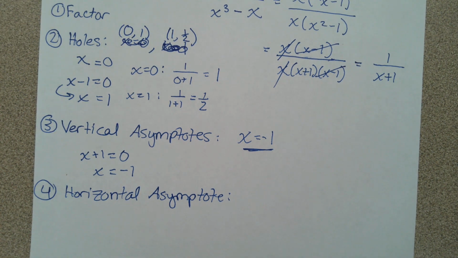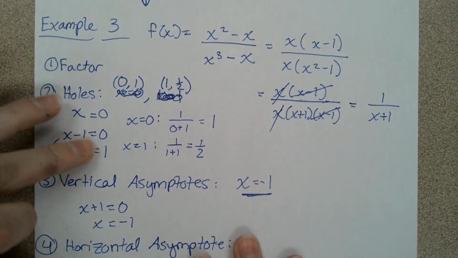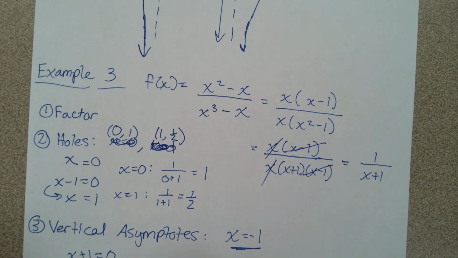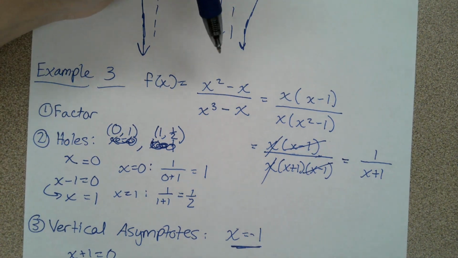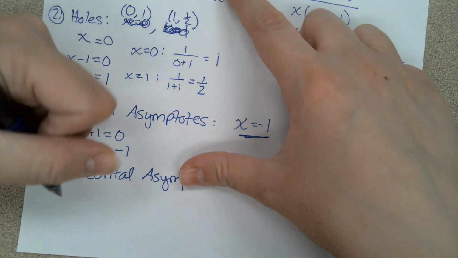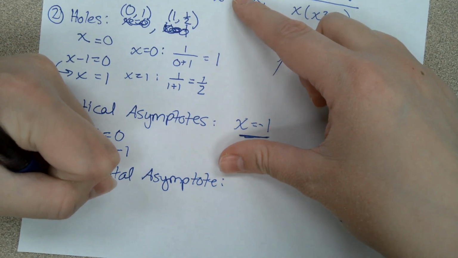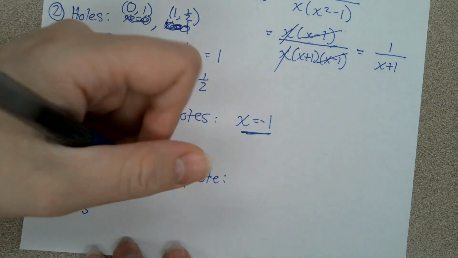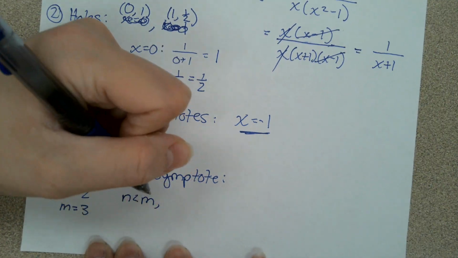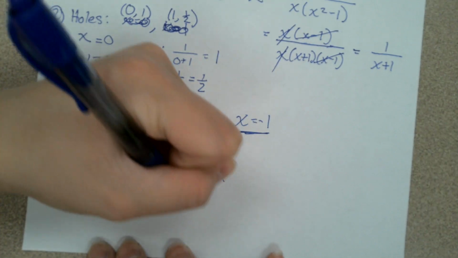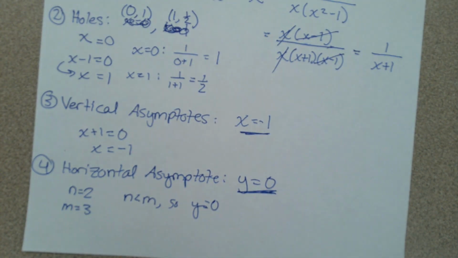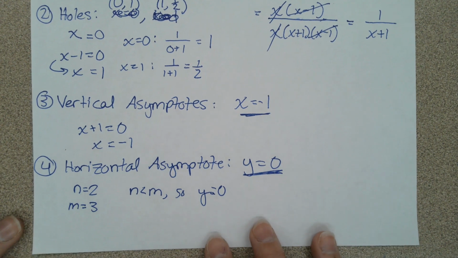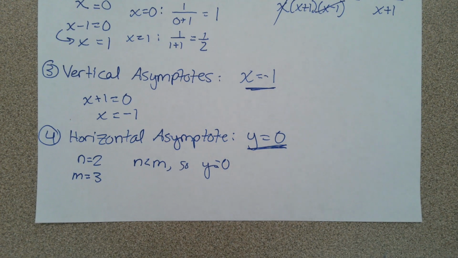So this is where we go back to our function, and we do use the original one, not the new one we made. I mean, it does give you the same answer, but I don't want to be incorrect here. So here, n equals 2, and m, the denominator's degree, equals 3. N is less than m, so y equals 0. That's our asymptote. All right, then we just have to find that extra information.